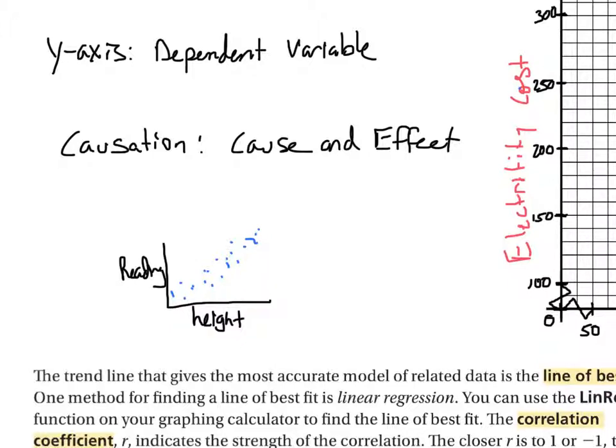But is there a causation between these two items? Does height make you read better? Well, hopefully you're thinking to yourself, obviously not. Otherwise, we'd be buying stilts for kindergartners a long time ago. Okay, so causation and correlation do not mean the same thing. Just because there's a strong correlation does not mean there is also a causation between these two items.